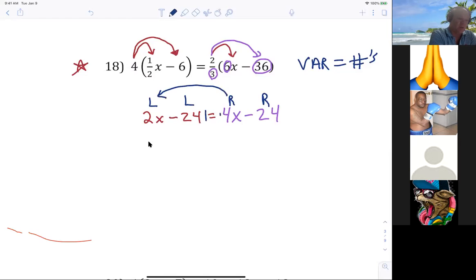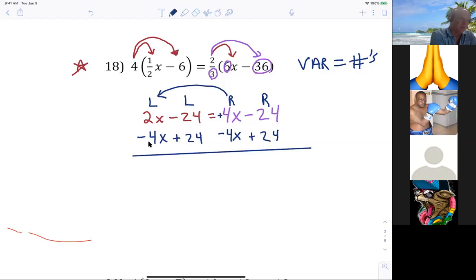So right now it's a plus 4x. To move it to the other side, anytime you want to move something, you have to change the signs. So that's going to be a -4x, and a negative 4x. Now, this negative 24, I now want to go on the right side because it's a number. So I'm going to add 24 to both sides.